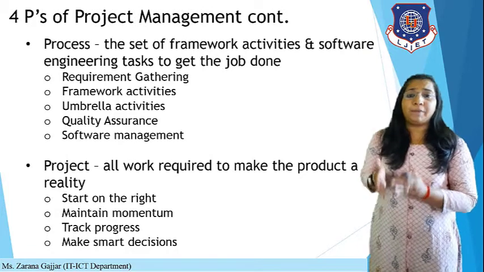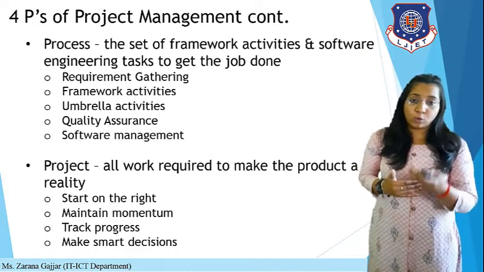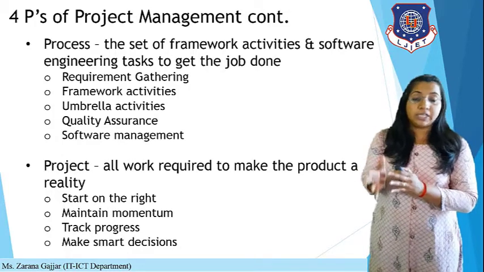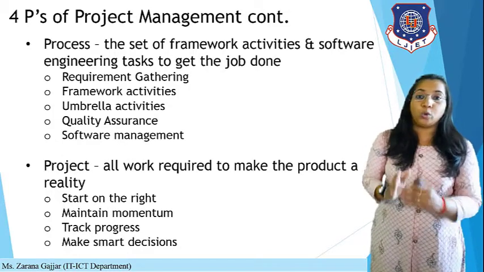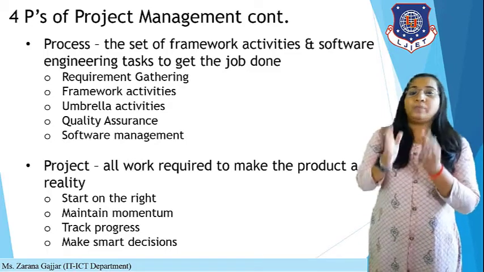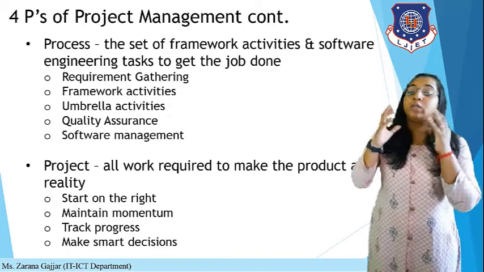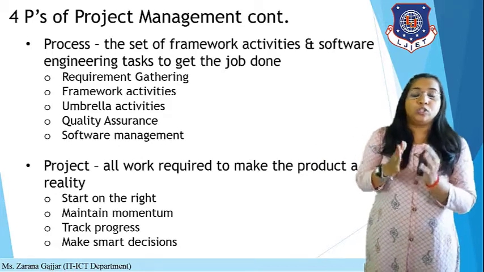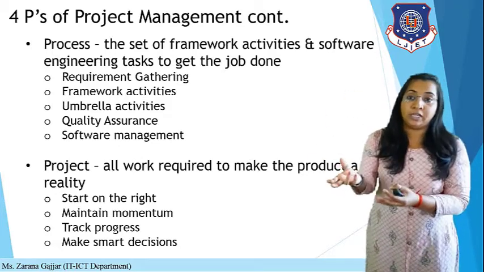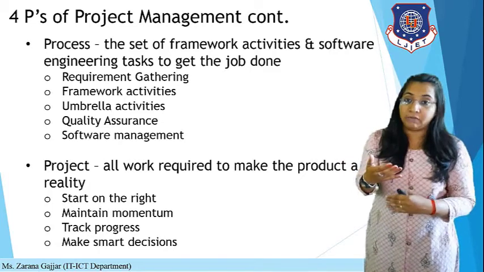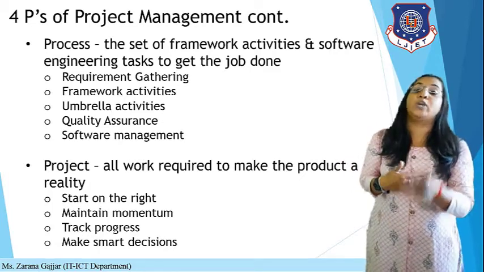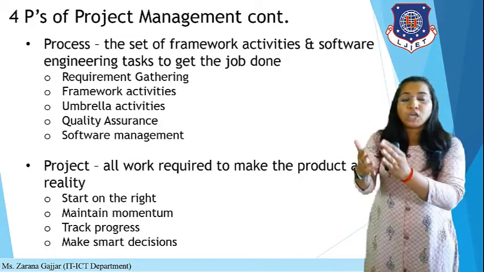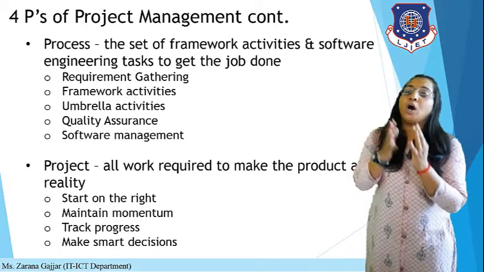Then the third P is about the process. Process is also very important. Process is the set of framework activities and software engineering tasks to get the job done. So the project manager and team have some methodology, like a plan to develop that particular software. The plan is like: first requirement gathering, then defining framework activities, then umbrella activities, then quality assurance and software management. For all this you have to define a process.